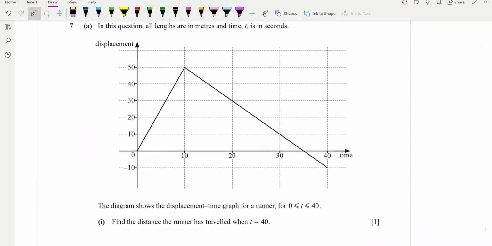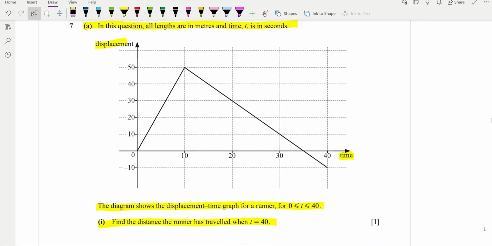Now question number 7. It says in this question, A part, all lengths are in meters and time t is in seconds. This side is displacement and this side is time. The diagram shows the displacement time graph for a runner for 0 to 40 time. So find the distance the runner has traveled when t is equal to 40.